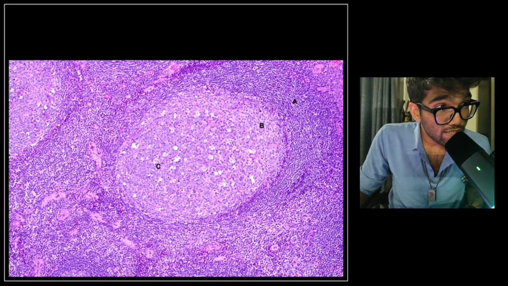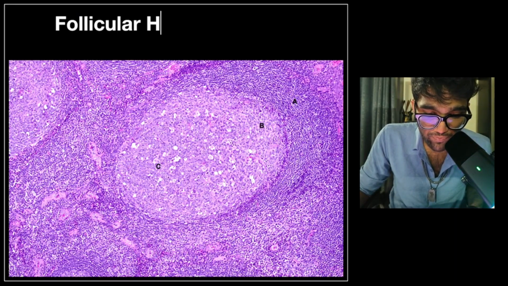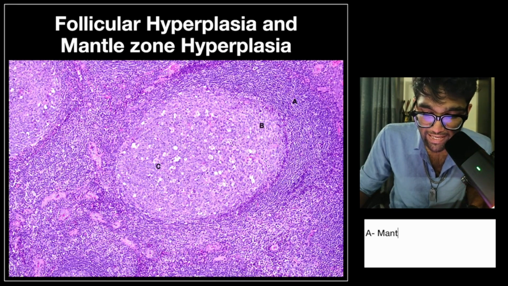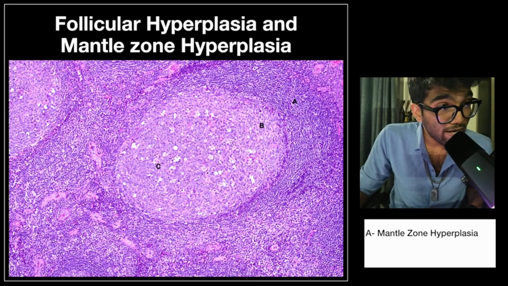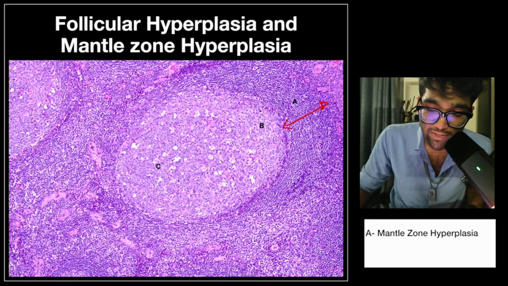So, what do you see here? This is a high power view of a follicle within the cortex of a lymph node. I've labeled the parts of the germinal center, the follicle, as A, B, and C. This represents what we call follicular hyperplasia and mantle zone hyperplasia. Here E stands for the expanded mantle. That is the mantle zone, the bluish cells here. They are much thicker than we would normally expect. So this is what we call mantle zone hyperplasia.